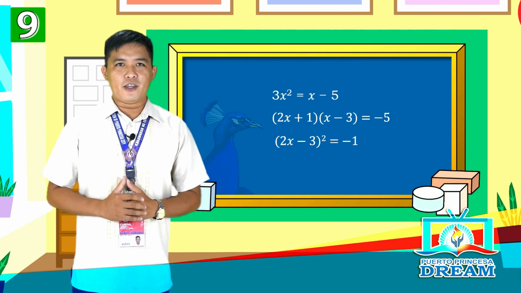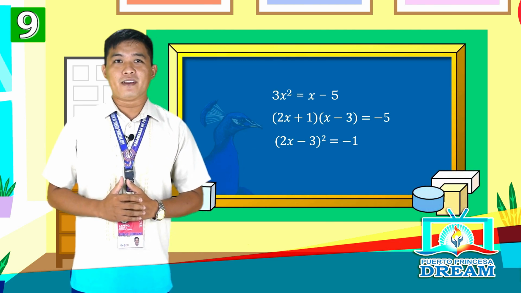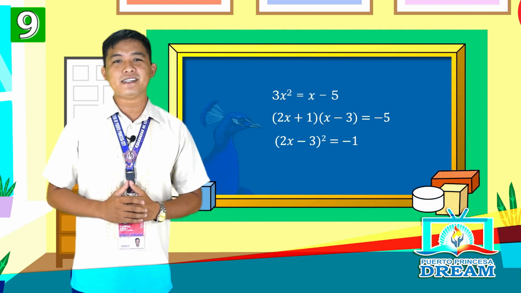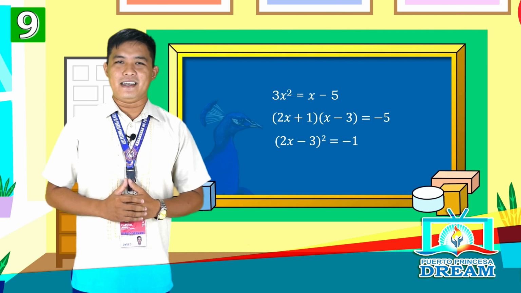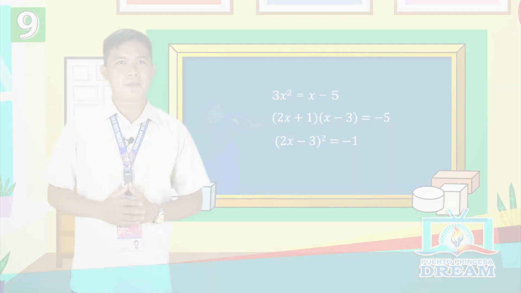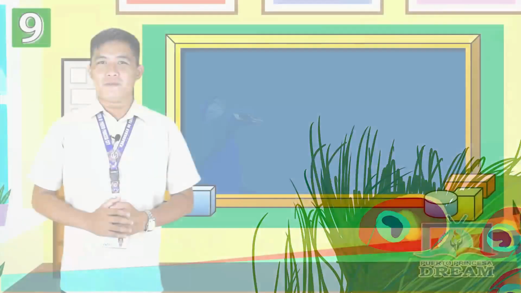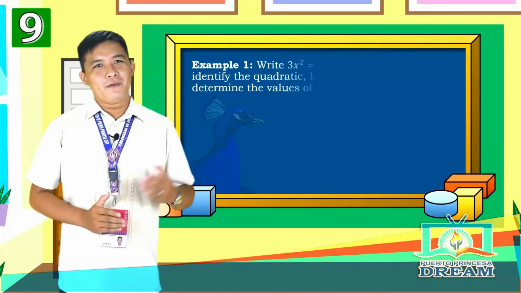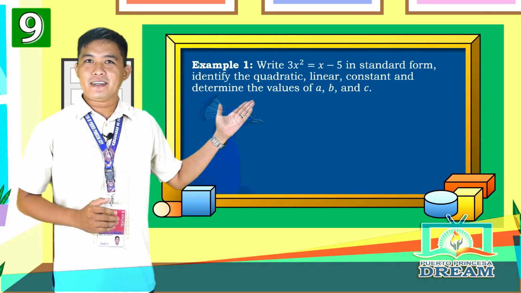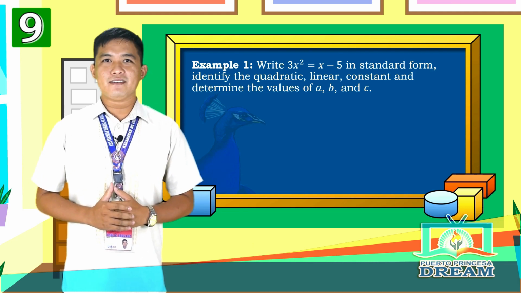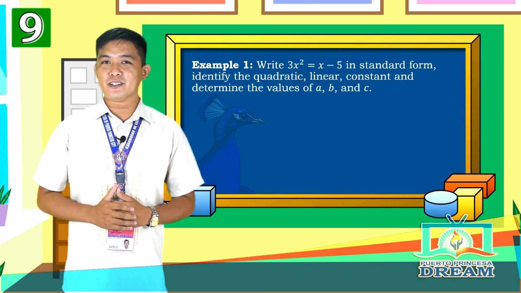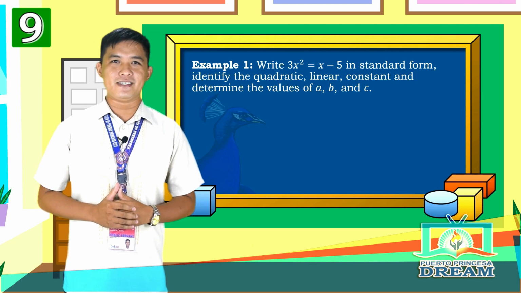This time, I want you to get your pen and paper and let's transform the equations into standard form. Are you ready? Let's do it together. For our first example, write 3x squared equal to x minus 5 in standard form. Identify the quadratic, linear, constant, and determine the values of a, b, and c.